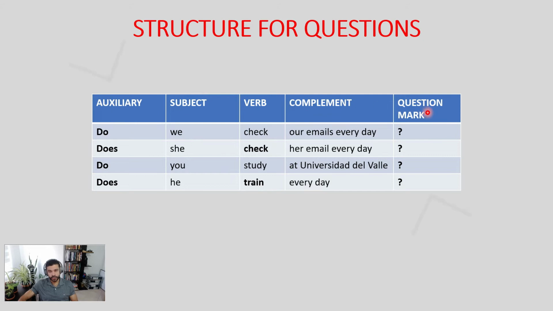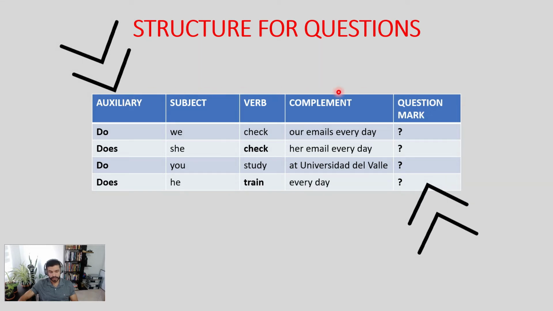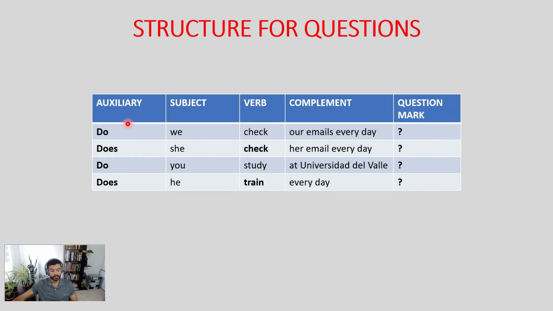So these two columns at the extremes represent the question marks we use in Spanish, for example. In Spanish, we use a question mark here at the beginning and at the end. In English, we don't use it at the beginning because we know exactly where the question starts. The auxiliary goes before the subject. When we have this order, we know immediately that we're talking about a question. Do we, does she, do you, does he, do they, do we. That's the reason why in English we don't use a question mark at the beginning.